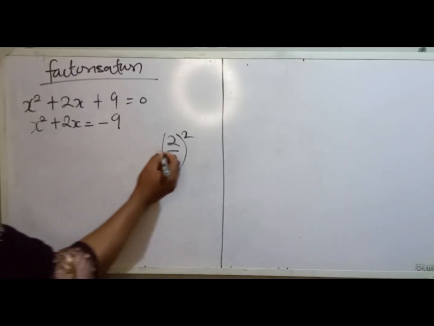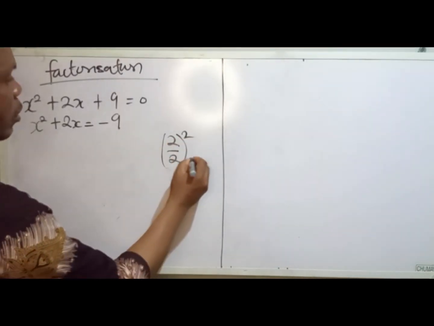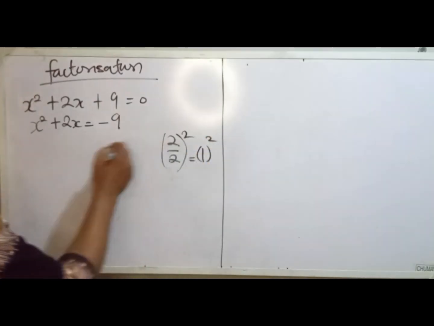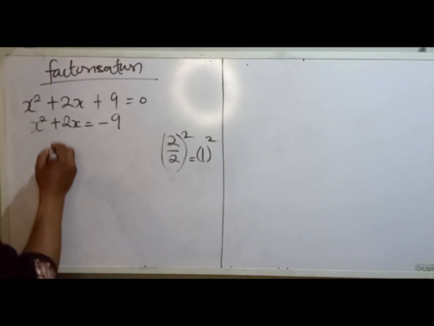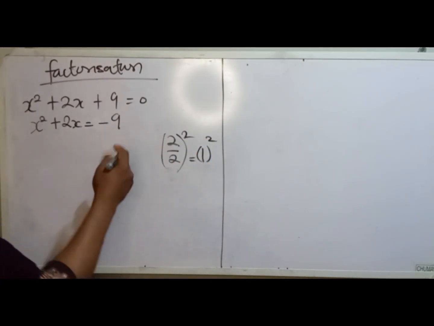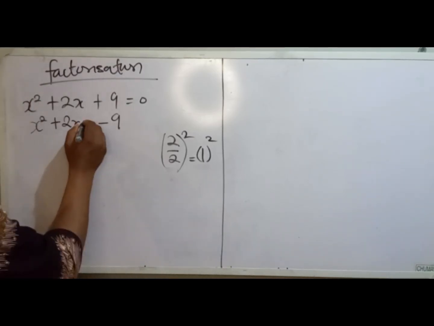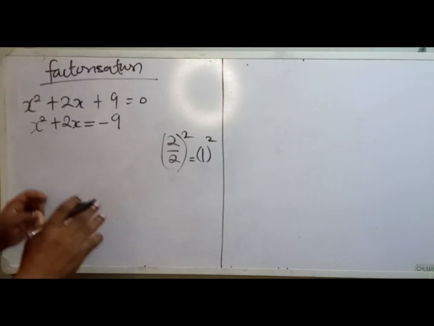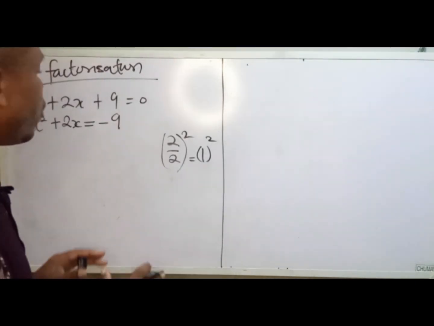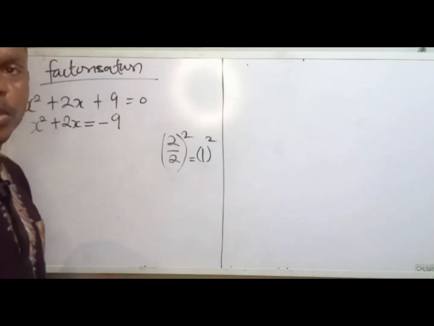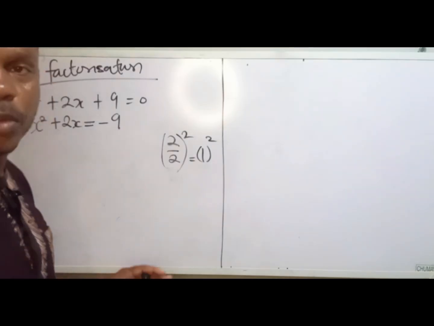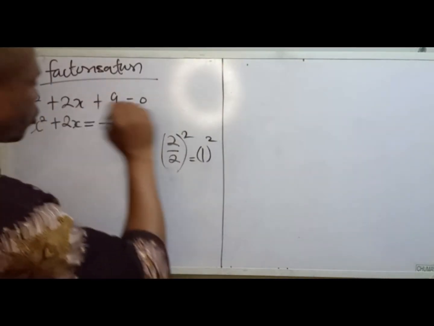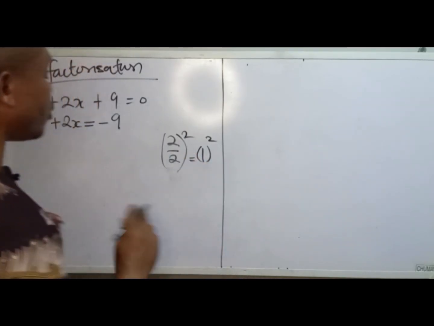So 2 divided by 2 is going to give us what? 1. So we're taking 1 squared. We're adding 1 squared to both sides, right? So now let's go ahead and do that. And in solving mathematical problems, you are allowed to add or subtract whatever you want, if it leads you to your required solution. So there is no issue at all. But whatever you're doing to the left side, you must do the same to the right side. That is just the principle.